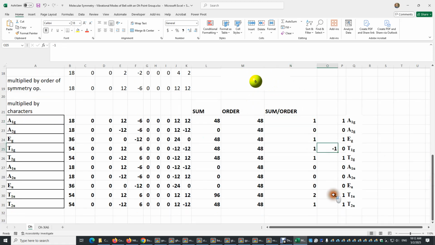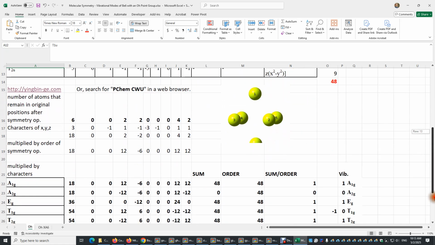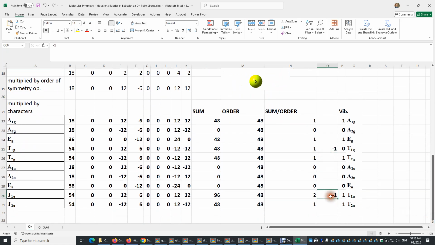Now let's look at these two numbers. You see -1 here, -1 here, because my goal is to determine the vibrational modes. So we need to subtract the rotations and translations. The 3 rotations have T1G symmetry. The 3 translations have T1U symmetry. How do we know? R sub X, R sub Y, R sub Z, those are rotations, T1G. X, Y, and Z, those are translations, T1U. So that's why I put a -1 here and -1 here.